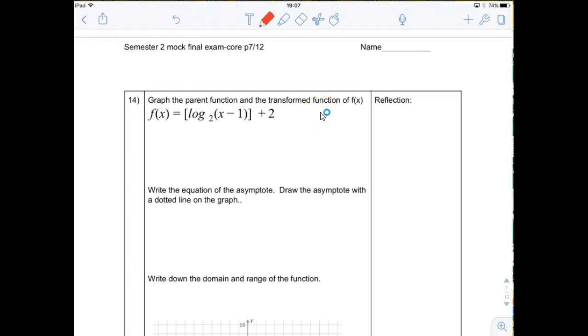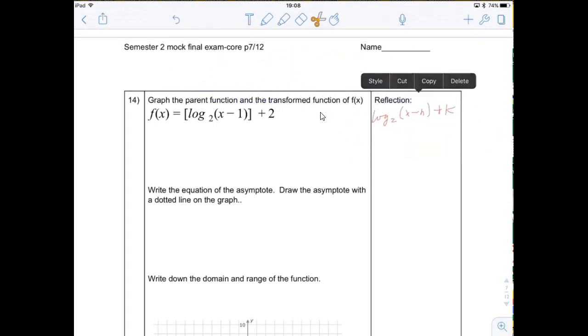Okay, here we are doing page 7 and 8 of the core mock exam. Now we're going to graph the log function. And in the case of the log function, it's pretty similar to the exponential function. We have the log base 2 of x minus h plus k, and you might want to write that down on your note sheet.